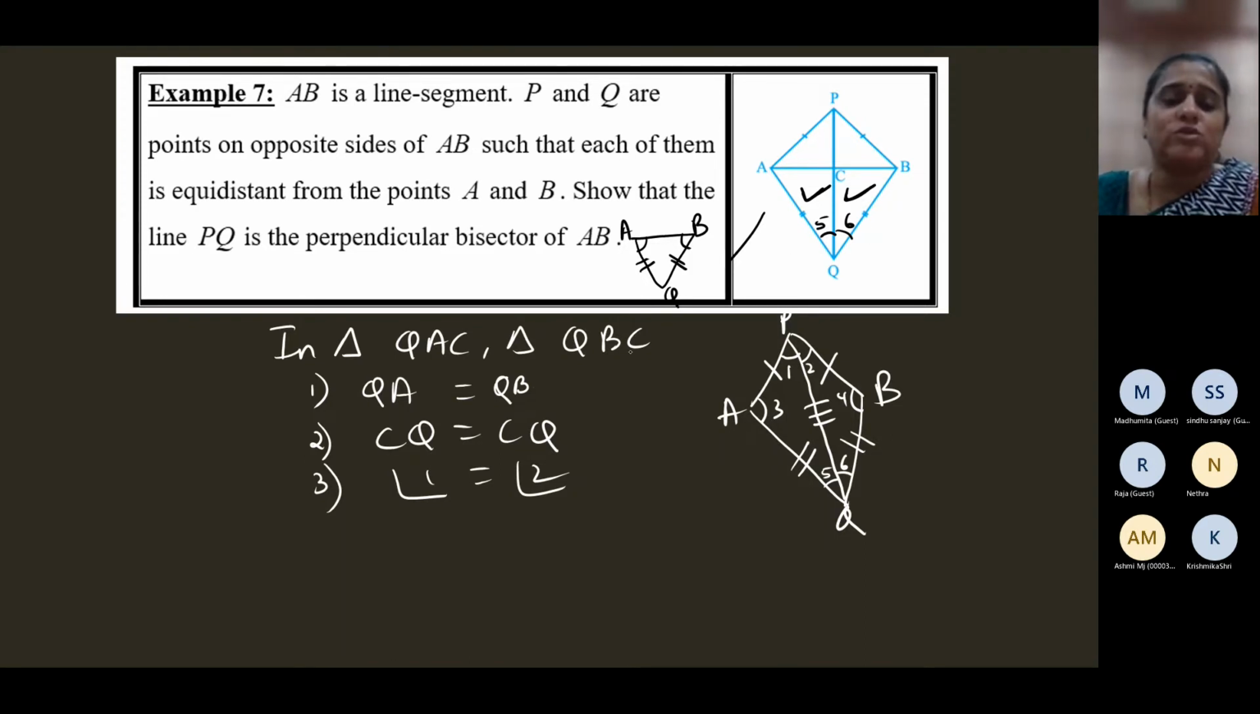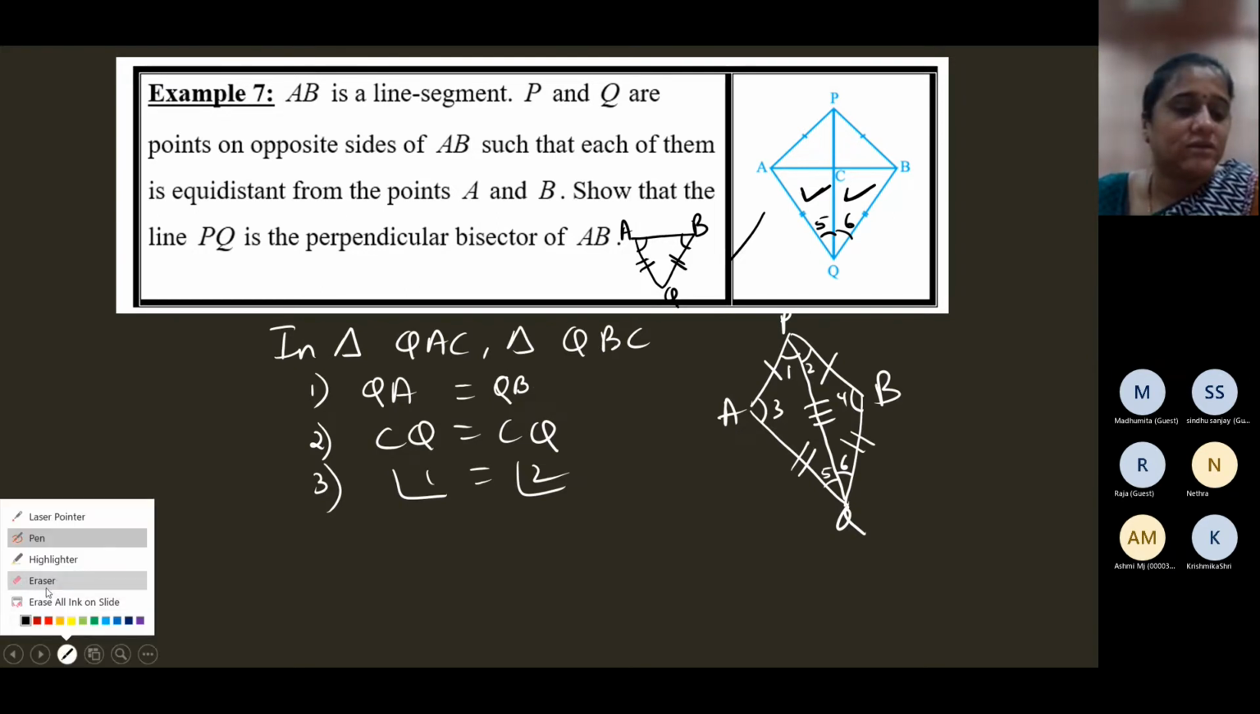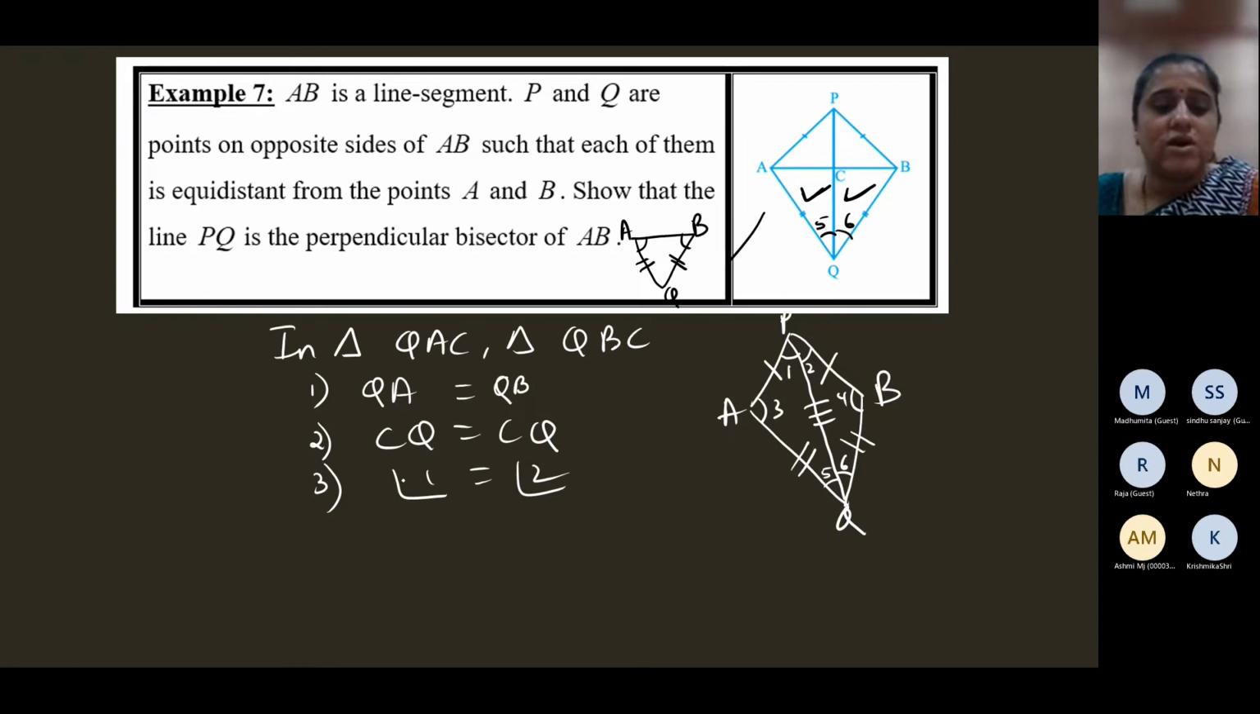Now we come to this proof. In triangle QAC and QBC, instead of 1 is equal to 2, we say 5. Now we proved that 5 is equal to 6. So angle 5 is equal to angle 6. Same information. We'll just write 5 is equal to 6 instead of 1 is equal to 2. So now this makes SAS.